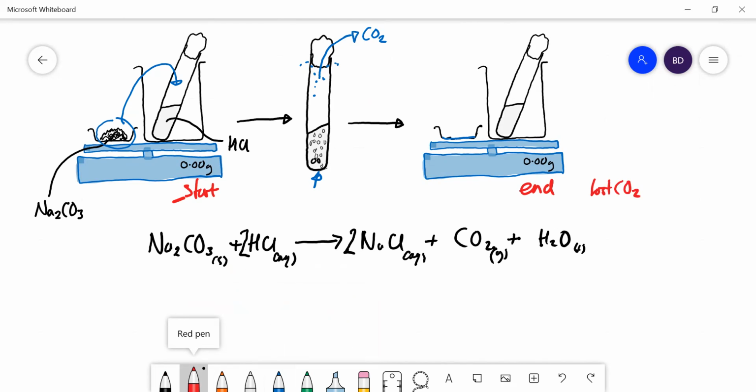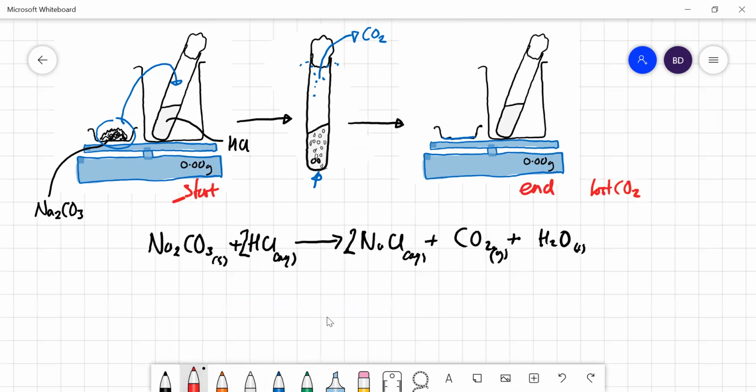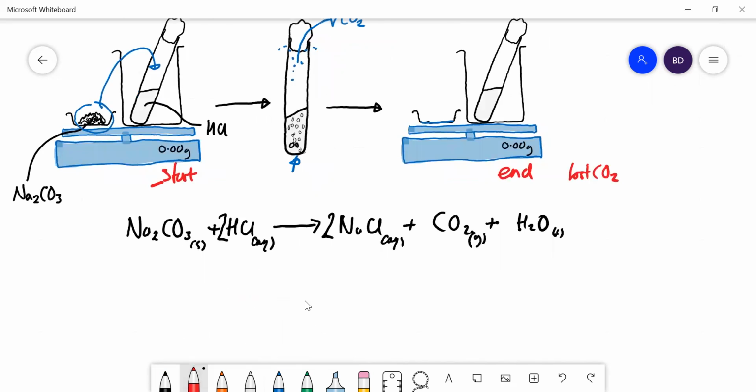So in this experiment then, we found that the mass of the sodium carbonate at the start was 2.51 grams, and the mass lost, which is due to the CO2 escaping, we measured it as 0.95 grams. Now let's see if this is consistent with what we'd expect.